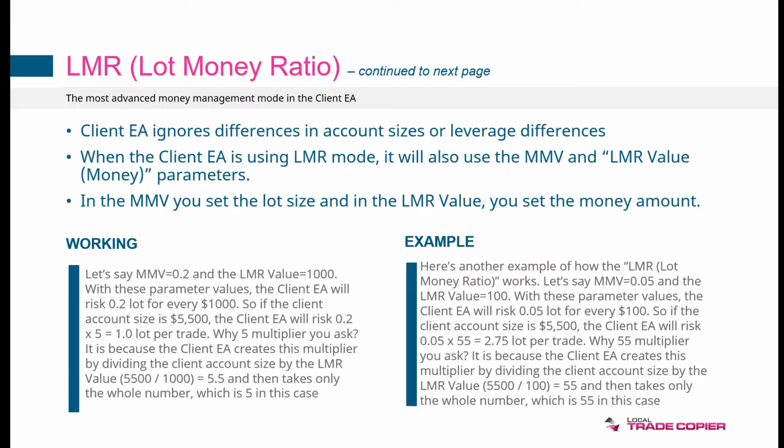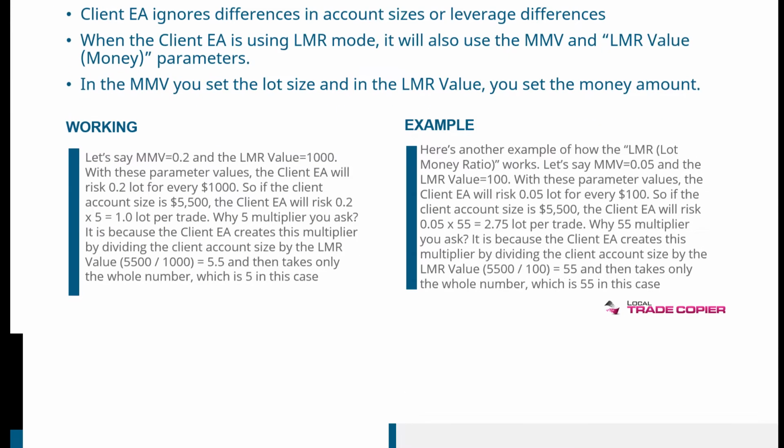Let's say MMV is 0.05 and the LMR value is 100. With these parameter values, the client EA will risk 5 microlots for every $100 in the account balance. So if the client account size is again 5,500, the client EA will risk 2.75 lots per trade. It will get the 55 multiplier.